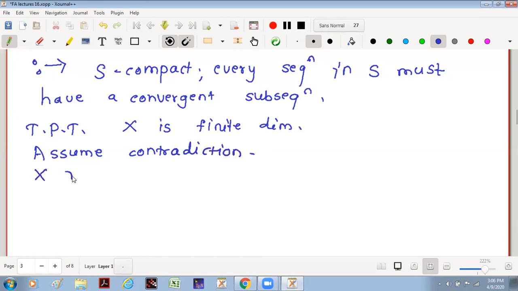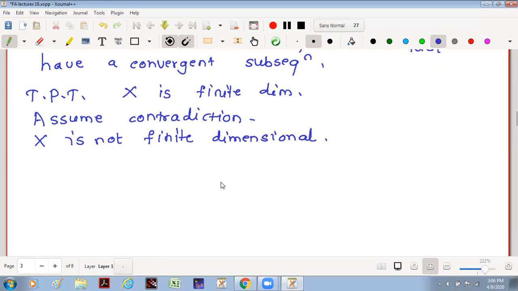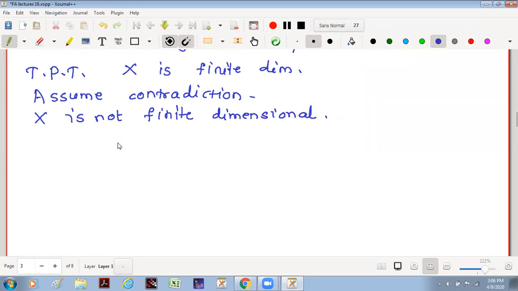X is not finite dimensional. Right? This is our assumption. Now we will start by using Riesz lemma in order to prove that the assumption we have made is wrong. That is, somewhere we will get a contradiction again.